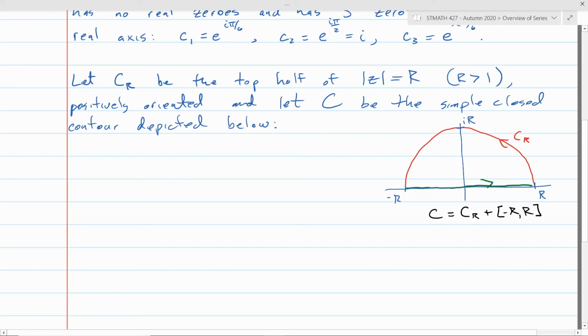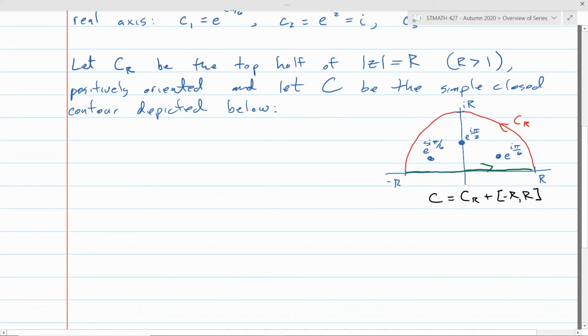And then we have our zeros in here like so: e to the i pi over 6, e to the i pi over 2, e to the 5 i pi over 6 here. We know from what we talked about earlier that the integral from negative r to positive r of f of x dx, the real valued integral, we can write as 2 pi i times the sum of the residues, in this case k equals 1 to 3, of the residues at z equals c sub k of f of z.